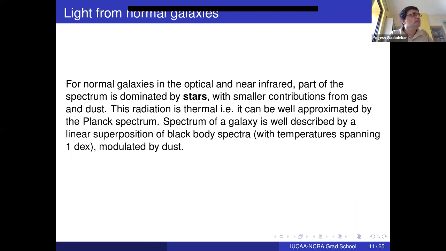So if you take the surface temperature of the coolest star and the surface temperature of the hottest star that can exist, it spans one order of magnitude, not more than that. And so what you will have as a spectrum of a galaxy will be the superposition of many, many stars at different temperatures, each with its own slightly different black body spectrum. The spectrum of the galaxy is, of course, modulated by dust.